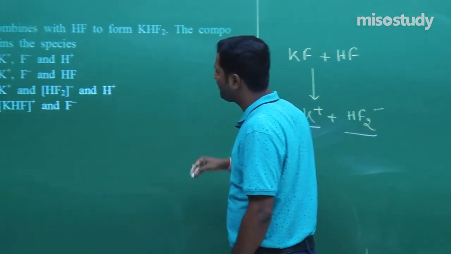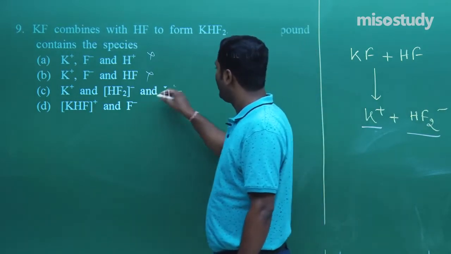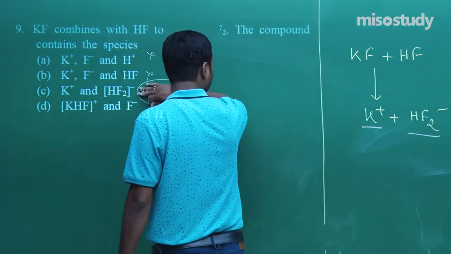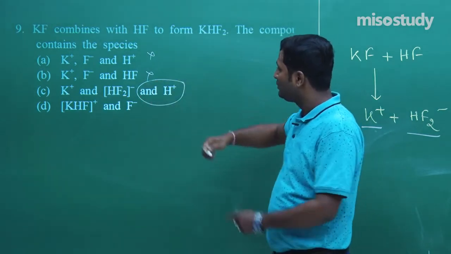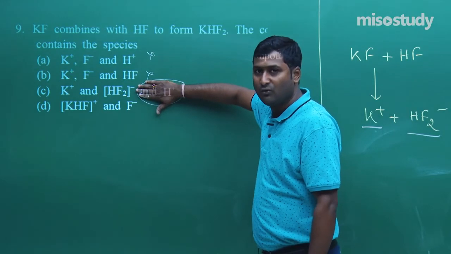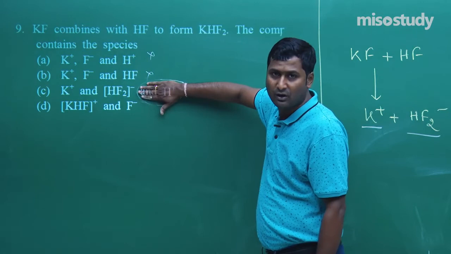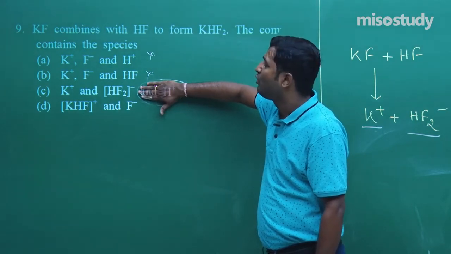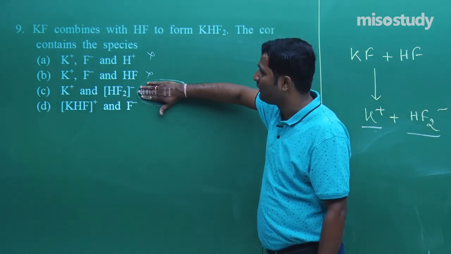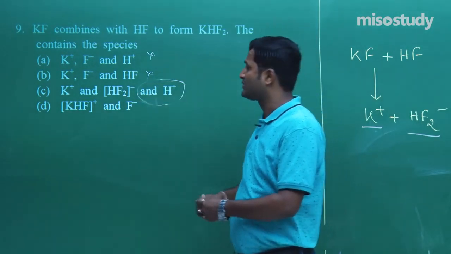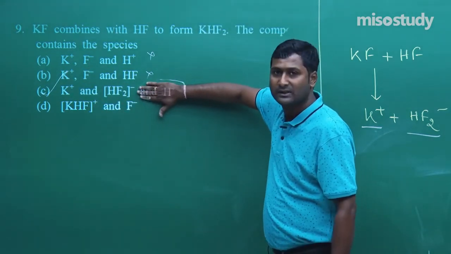Then check K plus F minus. No. K plus F minus HF. K plus HF2 minus, but this one is not. If I remove this one, C is the correct option. No option is here, so I remove this one, that is H plus, so this is the correct option. Clear to you? So for question number 9, look at K plus HF2 minus, C is the correct option.